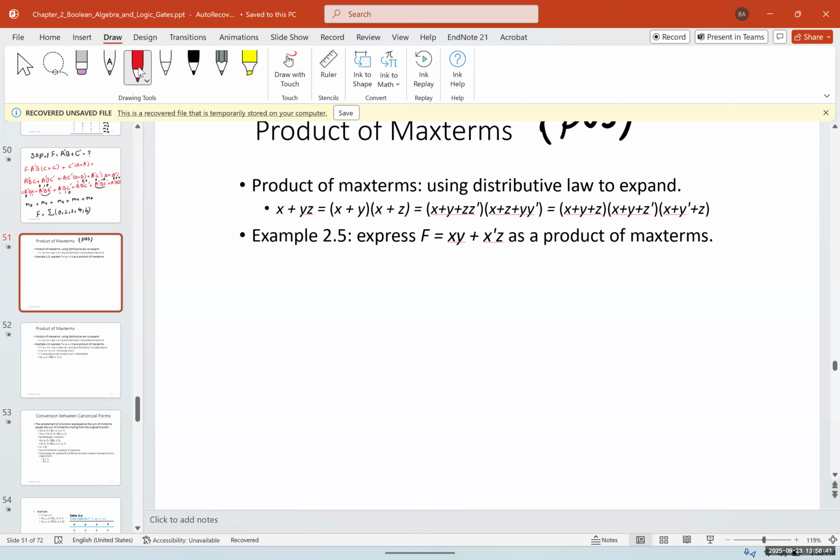What is the answer for this? Does anyone have the answer? I'll give you a few more minutes.